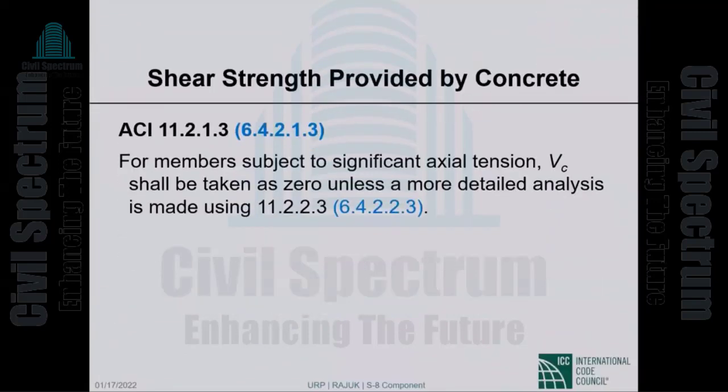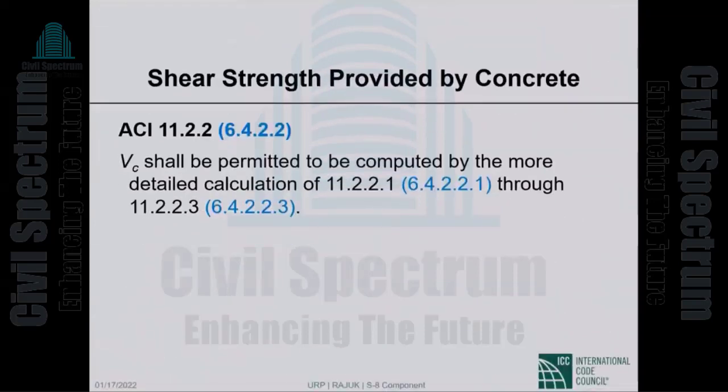Look at this. In this simplified or regular calculation, for members subject to significant axial tension, V sub C shall be taken as 0 unless a more detailed analysis is made using section such and such. V sub C, now comes the more complicated calculation. V sub C shall be permitted to be calculated by the more detailed calculation, 221 through 223.